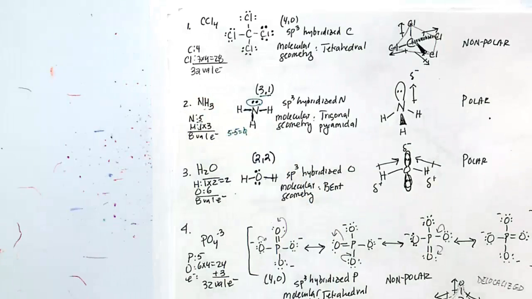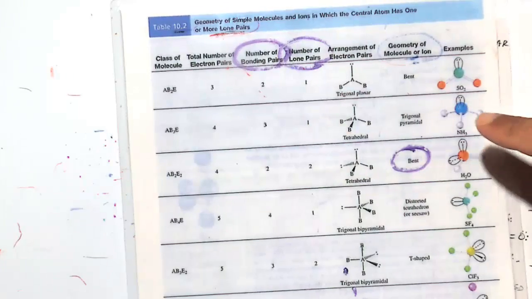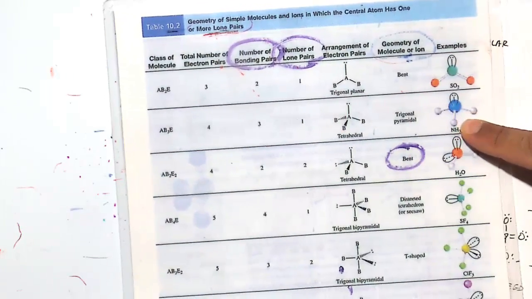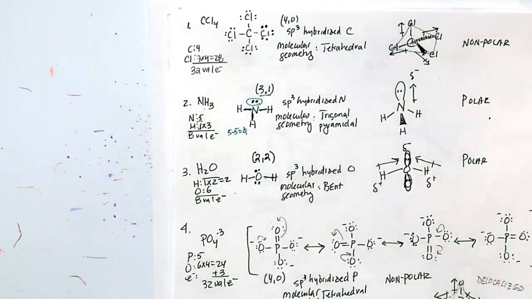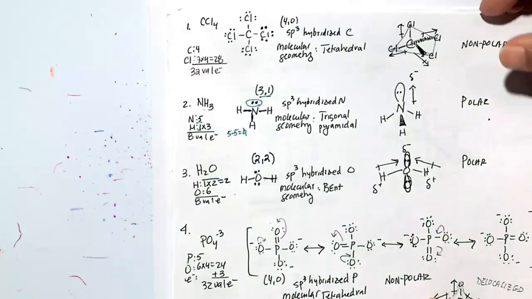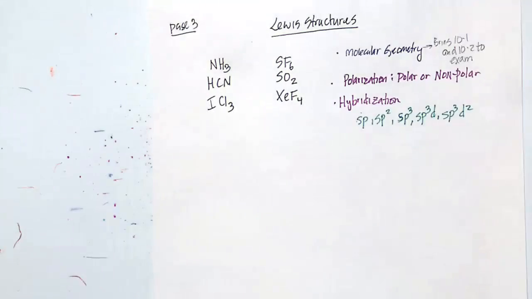3 bonds, 1 lone pair. We'll go to table 10.2. Okay, 3 bonds, 1 lone pair, trigonal pyramidal. Okay, and that is a polar molecule. You can see here how that electron is pulling. Okay, so this is the type of analysis that I want you guys to do for the Lewis structure part. So again, it's all multiple choice, so the answer should be there.